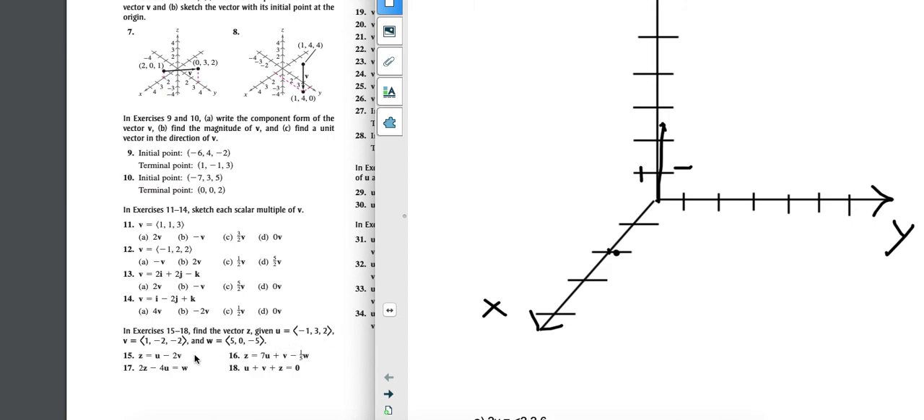That's how you do these. You just go ahead and multiply. This one would be 2 times z minus 4 times u. It's just arithmetic. So hopefully this helps.